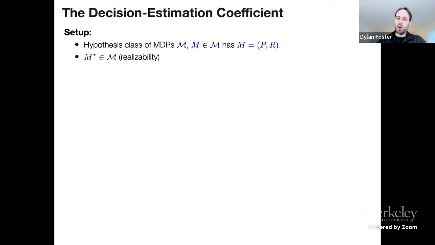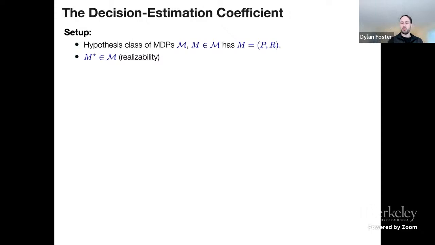This complexity measure is going to be defined in a model-based setting where we're modeling transition probabilities, or our hypothesis class is just a set of MDPs. So each MDP in this class has its own probabilities and rewards associated with it. Just like we've been doing for the other RL settings, we'll make a realizability assumption and assume that the true MDP M star is contained in this class.